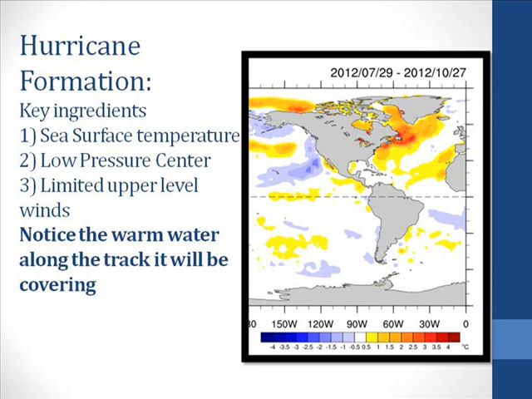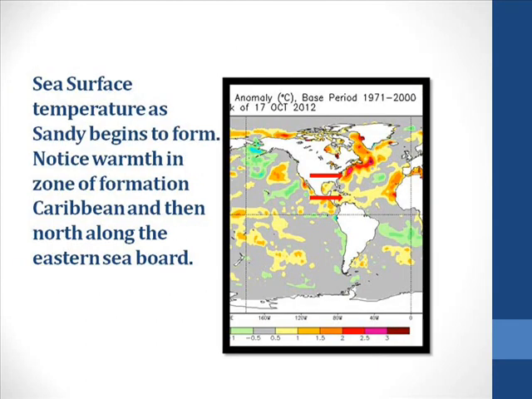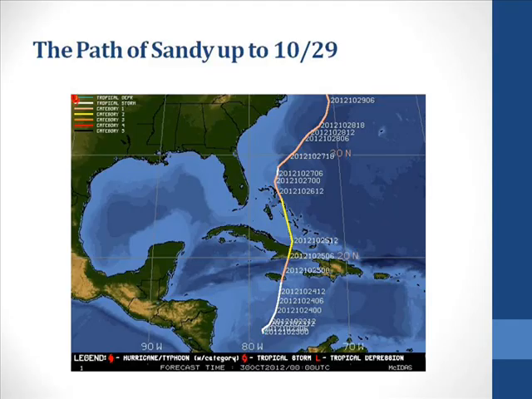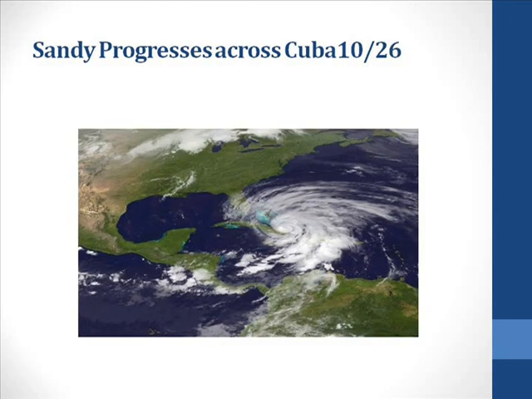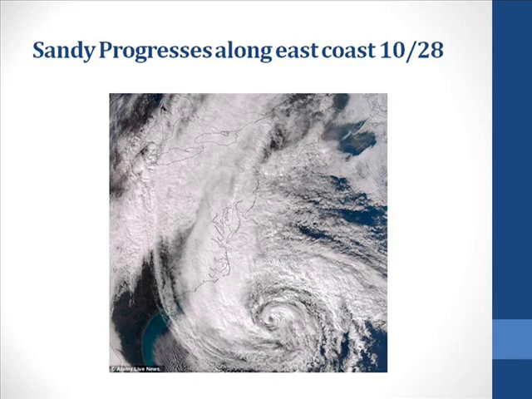Now notice along the track of Sandy, from where the storm formed in the Caribbean up along the coast, notice how high the sea surface temperatures are. That is a key for storm formation and storm growth. Here we see the path from its formation south of Jamaica up along the eastern seaboard of the United States. If we look at some snapshots through time, here's the hurricane just after it crossed Cuba. It's not a particularly startlingly large hurricane.